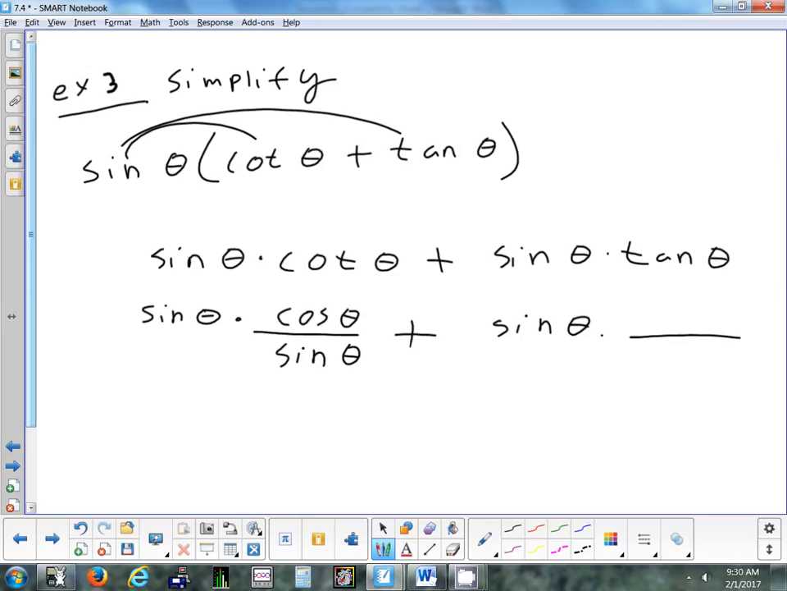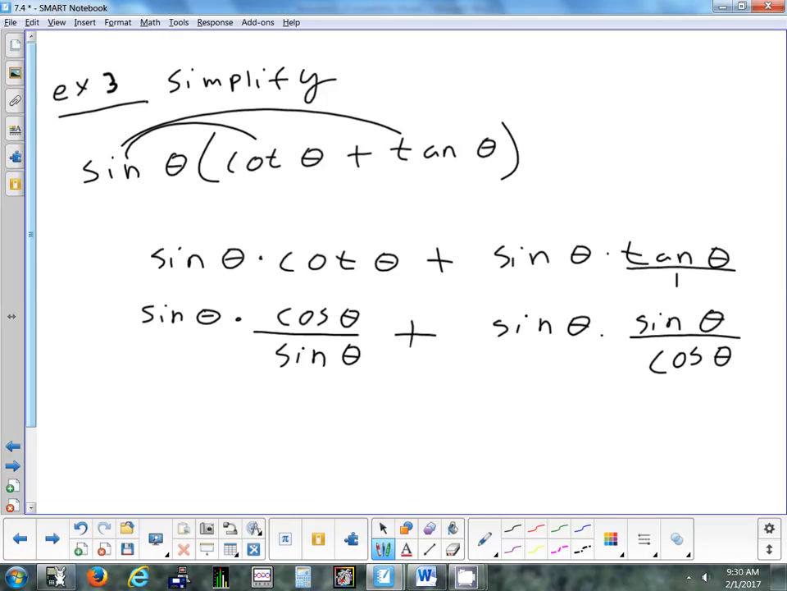Ryan, how do I write tangent? That would be cotangent. No, it already is tangent over 1. If you want to pretend there's a 1 there, you can. So it's already over 1. Yep. Sine over cosine.